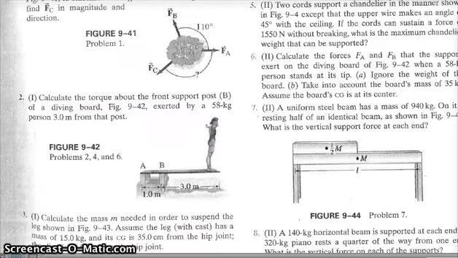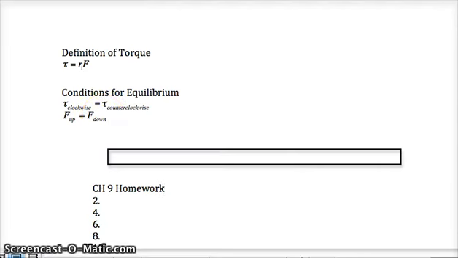Now I'm going to toggle back and forth between the Microsoft Word document and the homework so you can have a look at it. The first problem is number 2. It just says calculate the torque about the front support post. And you can see that the front support post at B is 3 meters away from the diver, and it's a 58 kilogram diver, and it's 3 meters from the post.